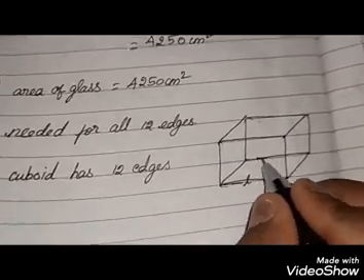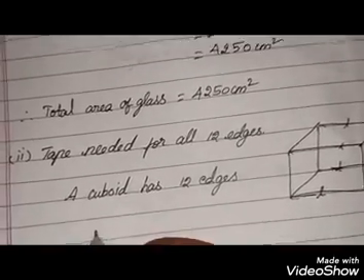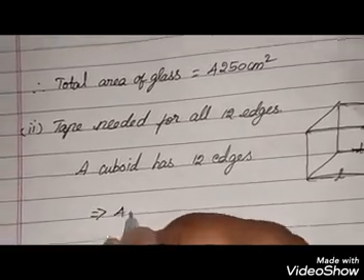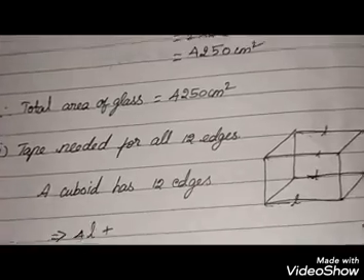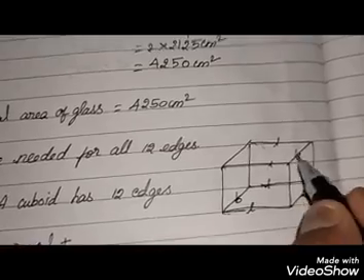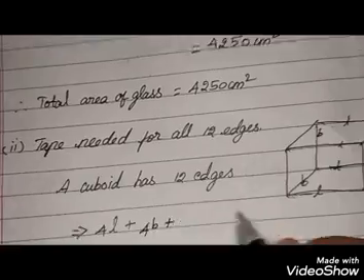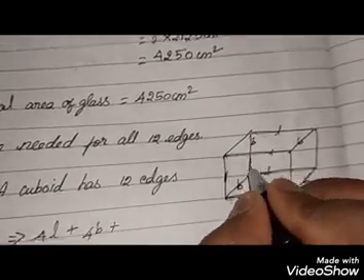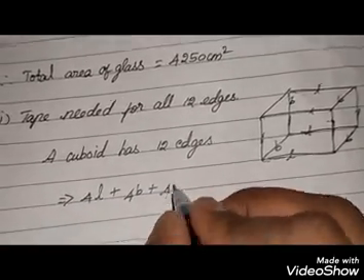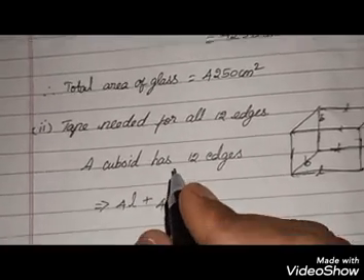Here this is one length and length, so 4 lengths are there. It can be written as 4L. You have to add all the edges to get the total measurement of the tape. This one is also breadth, and breadth. How many breadths? 4 breadths. As well as how many heights are there? 1, 2, 3 and then 4. 4 heights are there, 4H. Here commonly we have 4, so 4 into (L plus B plus H).